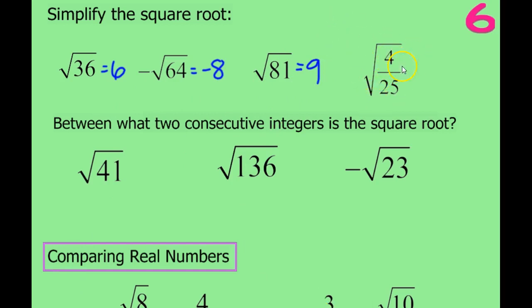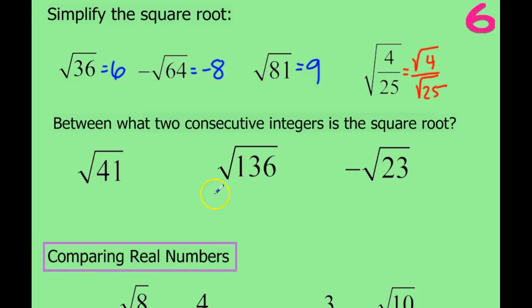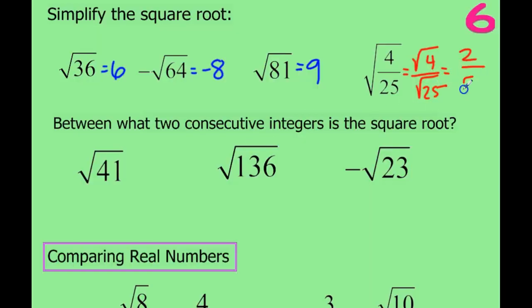If we have a square root of a fraction, we can split it up into 2 square roots, like the square root of 4 and the square root of 25. That's a rule we know we can use. We can split it up. So the square root of 4, right here, is 2 because 2 times 2 is 4. On the bottom, the square root of 25 is 5 because 5 times 5 is 25. So there's our answer, 2 over 5.